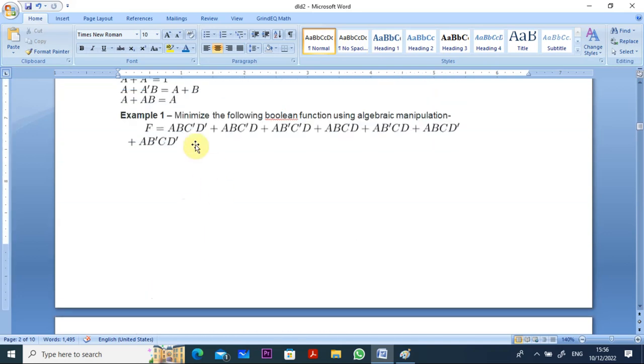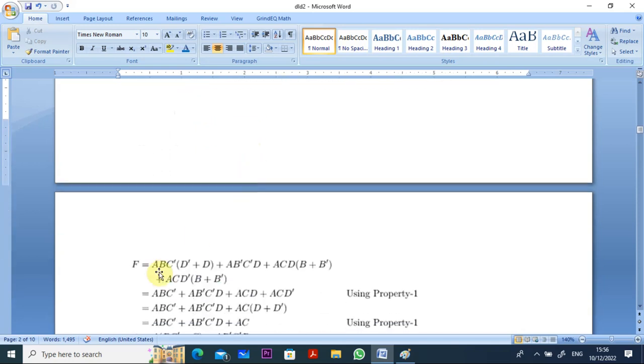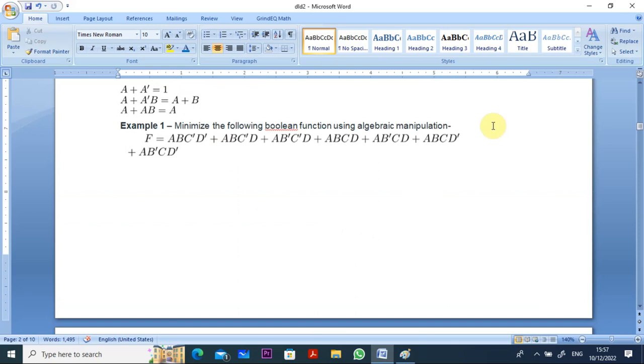So what was our function? A, B, C dash, that means complement of C, complement of D, A, B, C, complement of C, complement of D. So A, B, complement of C, if I take it common from these two terms, it will be D, complement of D plus B. The same thing is done here. A, B, complement of C taken common leaves complement of D plus D.